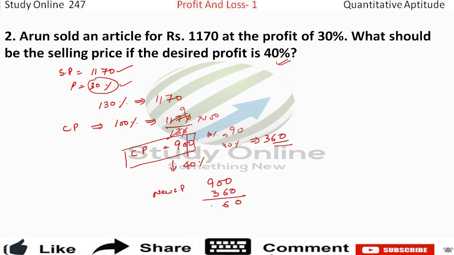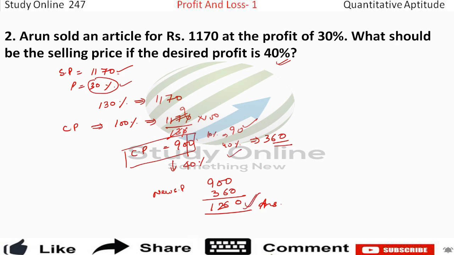So that would be 0, 6, 12. So 1260 would be our answer. You can go through this question once again. We had a selling price, we had a profit. So we know that 130% is the amount given. 100% would be the cost price. So we now know the cost price, we now know the profit. When cost price and profit are known, we can easily find the selling price. So this is how we have done.